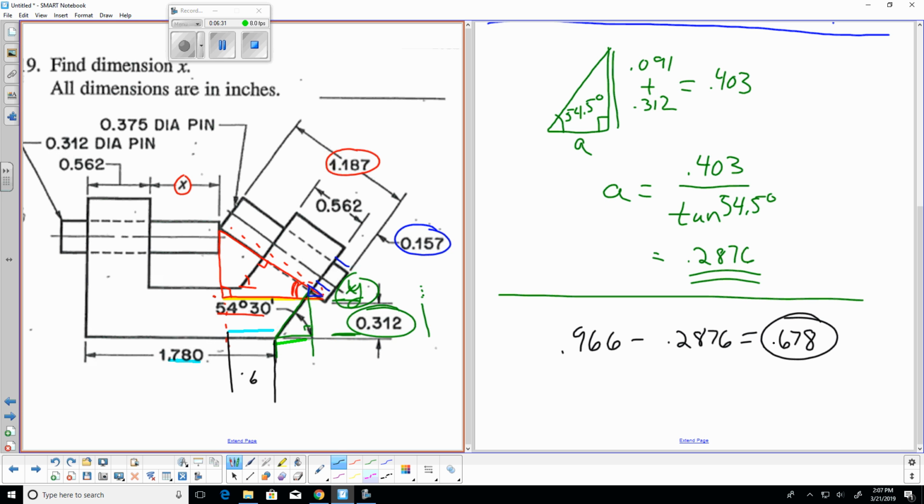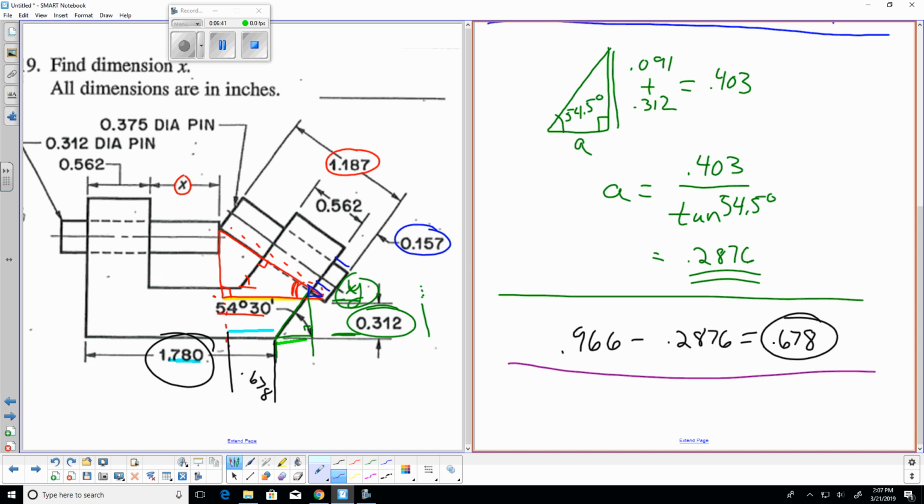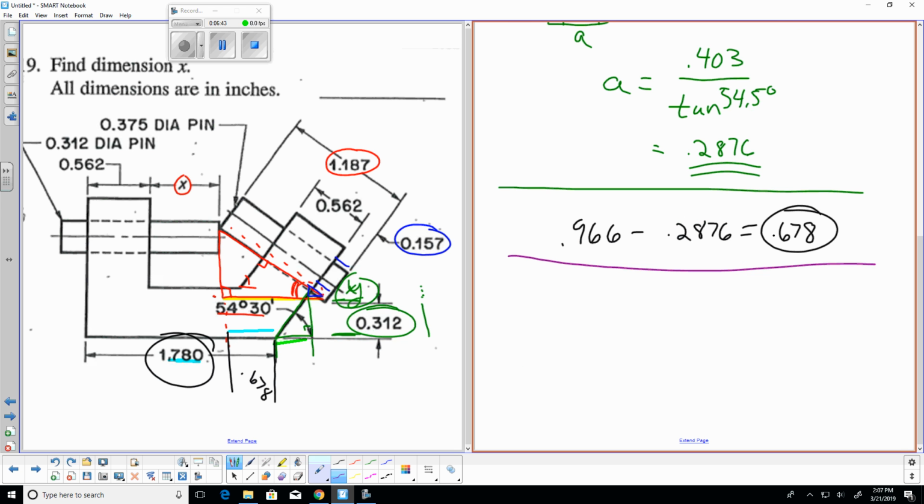Okay, now that's really good because I can subtract it from this guy, which is what I'm going to do next. So let's go with a color we haven't used. We'll go pink. We're going to go 1.780 take away 0.678. Okay, what is that going to give me? Oh, that's going to give me 1.1. All right, which is good. So we know it's 1.1 in purple from here to here.